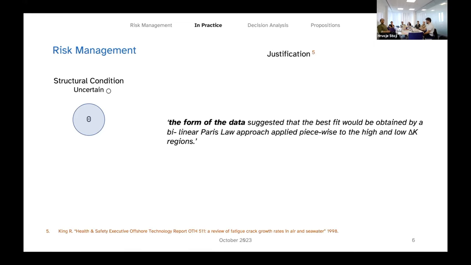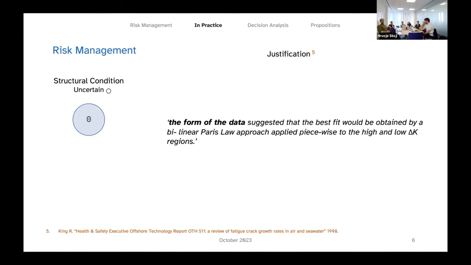As part of my PhD, I dug into some of the underlying data of that model. And eventually I found this justification for the use of the bilinear model. And it was from a spreadsheet in the 1990s, but it's still the basis of the calculations that engineers are performing today. And the justification is that the form of the data suggests that the best fit will be this bilinear piecewise regression, which was a little alarming that there wasn't something more substantial there. But I guess the informal justification is we're using these methods and they're working. People are getting to things in time.